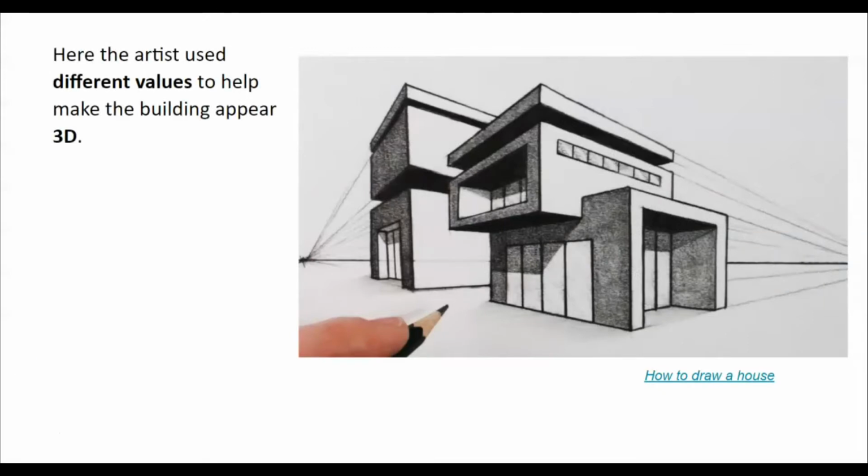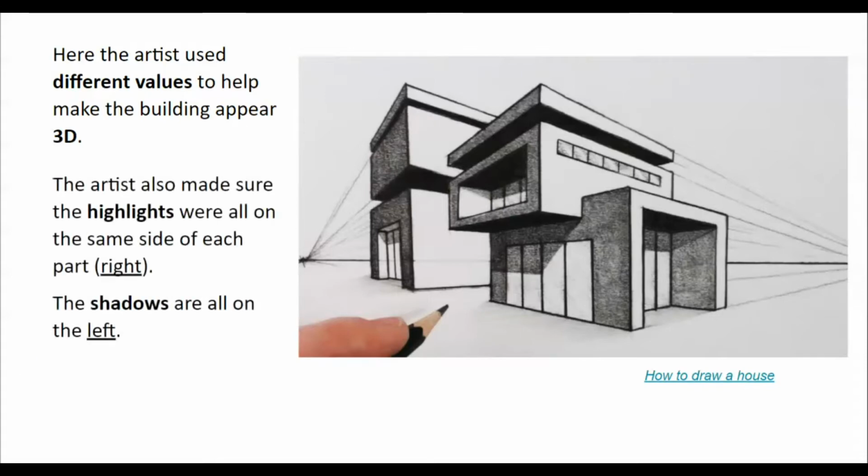Today, we're going to add value to our buildings. In this building, the artist used different values to help make the building appear 3D. So if you notice, the artist also made sure that the highlights were all on the same side of each part, which is on the right side of the building. The shadows are all on the left side. I wonder why the highlights are all on the right side and the shadows are all on the left side.